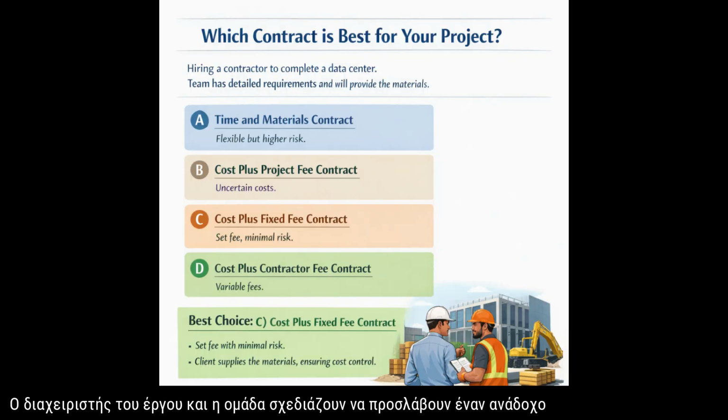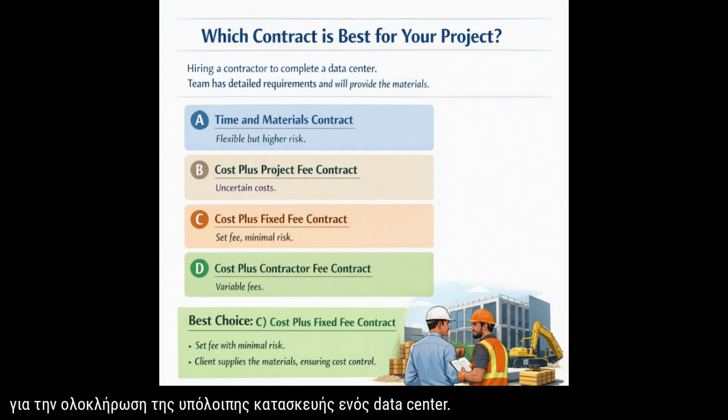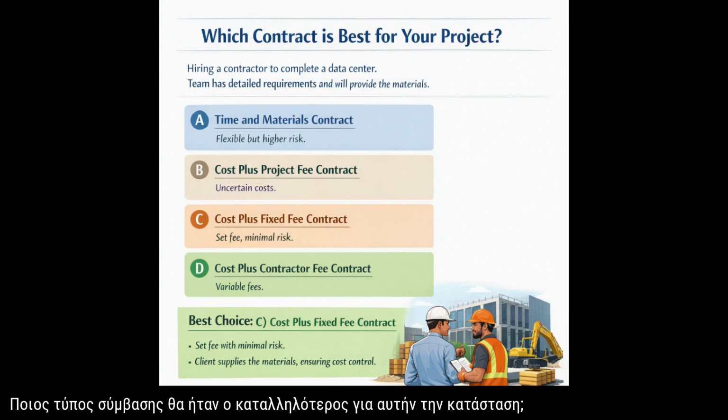The project manager and team are planning to hire a contractor to complete the remaining construction of a data center. The team has already detailed the requirements and wants to minimize the risk to the project. Additionally, the team prefers to purchase the materials themselves since they are familiar with the work. Which type of contract would be the most suitable for this situation?